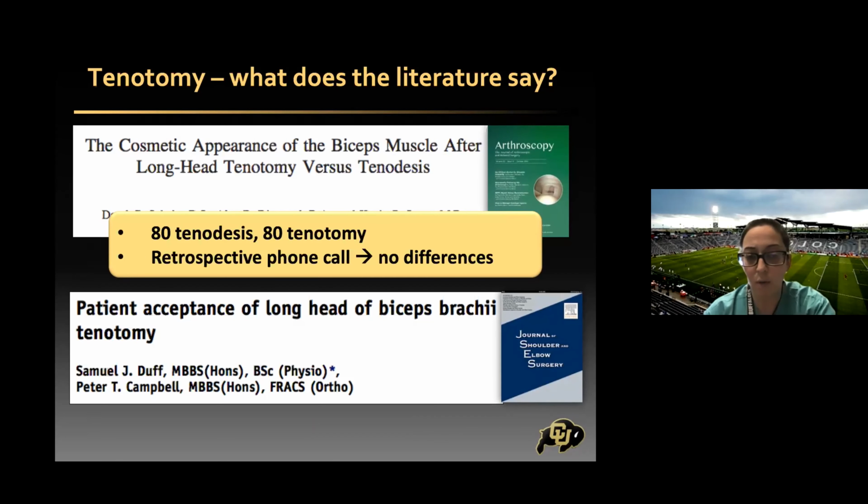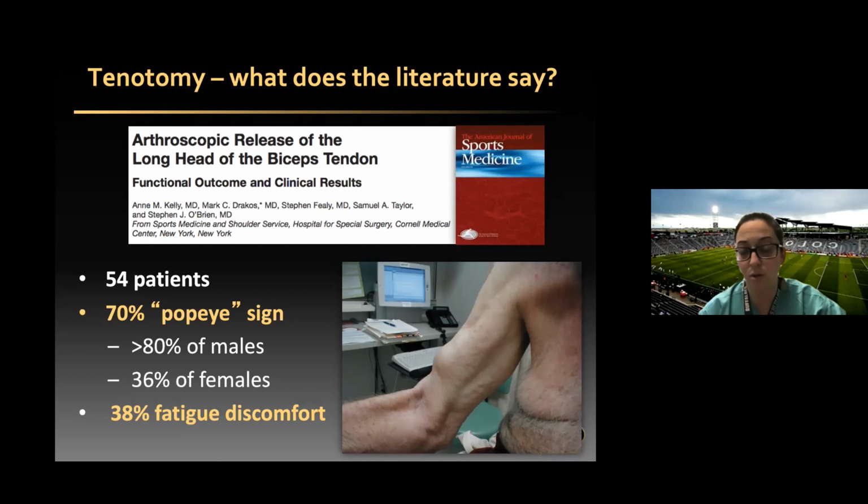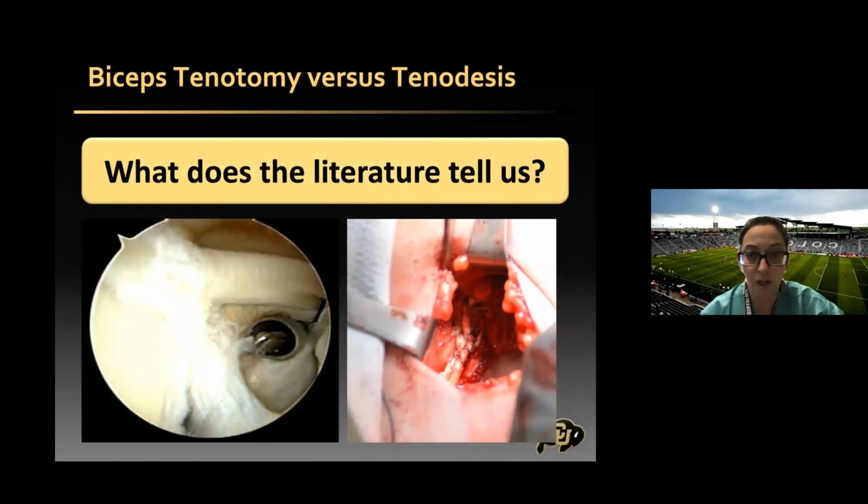And then when we look at functional outcomes, we can see in this paper published out of HSS that 70% of the 54 patients that had a tenotomy had a Popeye sign. Now, this doesn't bother everyone. There's a difference between having the problem, having the cosmetic deformity, and really having symptoms from it. But still, this is a pretty significant number and something we need to be counseling our patients on. And I think if patients knew these numbers, they may choose to have tenotomy less and less simply due to the cosmetic effect. And certainly there is some fatigue, discomfort, or cramping in this tenotomy patient population.